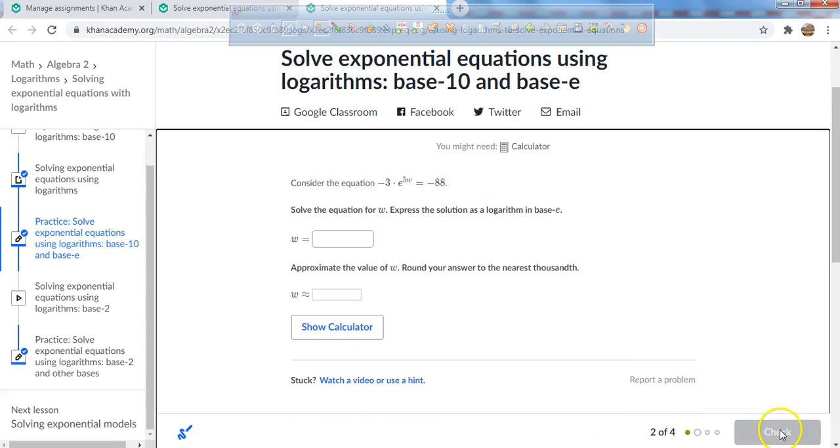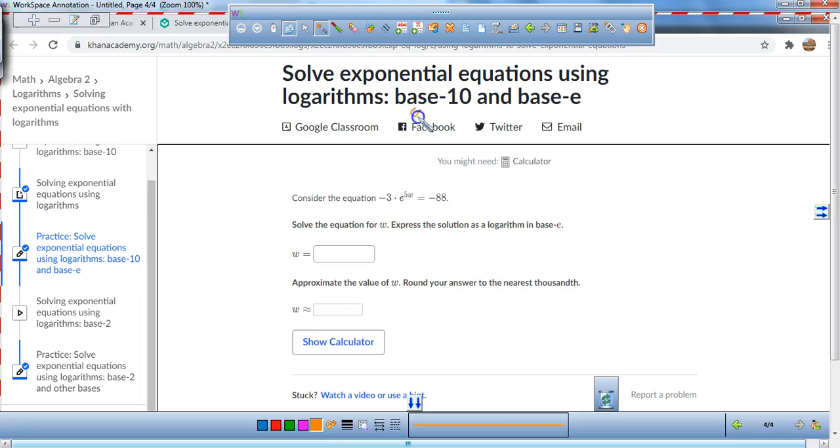Okay, now this one's a little bit different. We're dealing with base e, but that's okay, not a big deal. We talked about the common log. This is the common. Write the word common. This is dealing with the natural log.